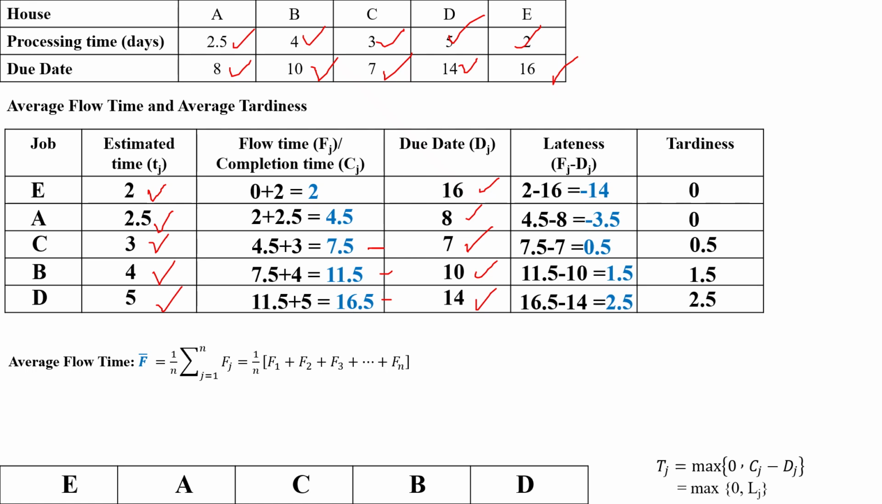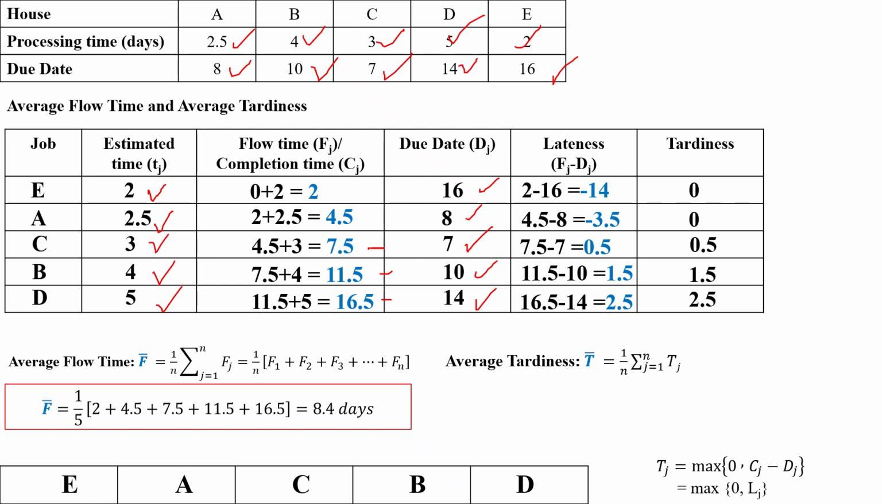So next we have to determine the average flow time, that is F bar equal to 1 by n into the summation of j equal to 1 to n of Fj. So the average flow time is 1 by n into F1 plus F2 plus F3 plus F4 plus F5. Here n is the number of jobs, that is 5. Similarly, you have to determine the average tardiness, that is T bar equal to 1 by n into the summation of j equal to 1 to n of Tj.